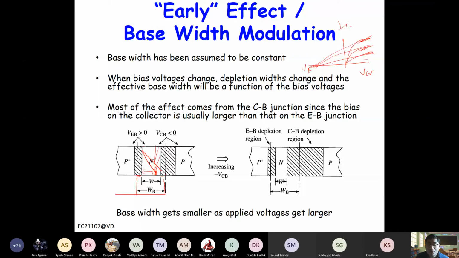You can recall the depletion width which we discussed for the PN junction, and we found that depletion width varies as the square root of V, right? V is basically VBI minus V applied, or VBI plus VR. This is VBI plus V reverse bias, right? So as you apply the voltage, this width increases.